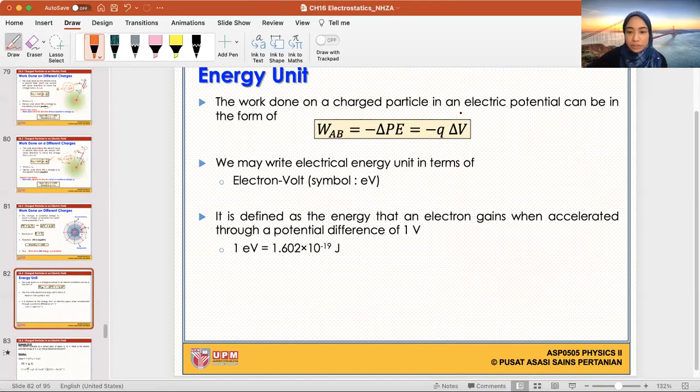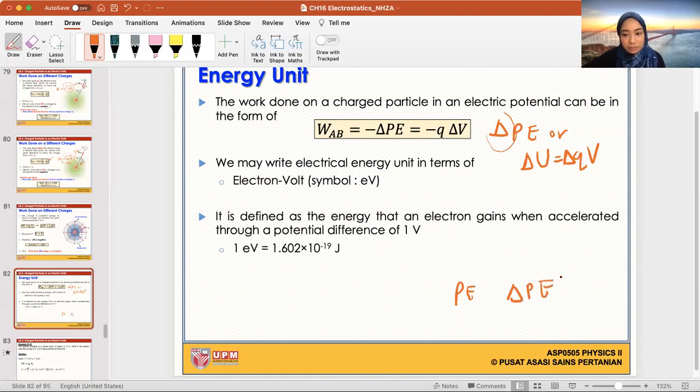The work done on a charged particle in an electric potential can be in the form of W_AB equals minus delta PE, or equals minus Q delta V. We have also seen PE or U equals QV. Okay, so we have seen this. So if I wanted to put in a delta over here, delta PE, I need to balance it out by having another delta on the right. So remember, PE is not the same as delta PE. This delta means everything. If you don't have the delta, it means a different thing.